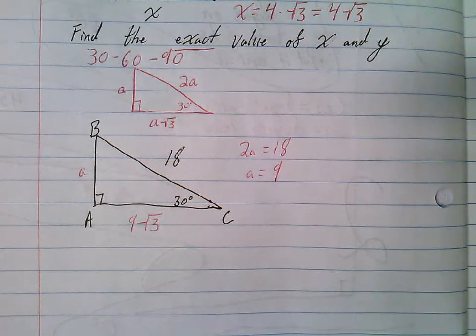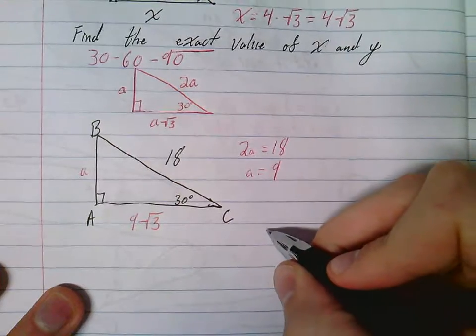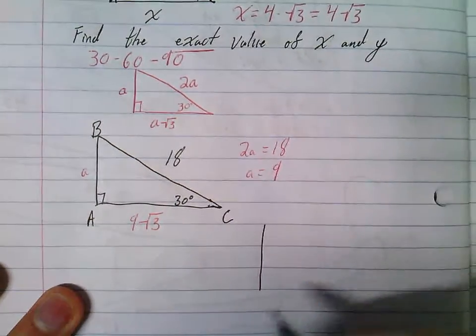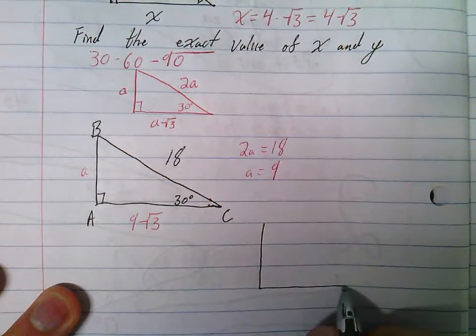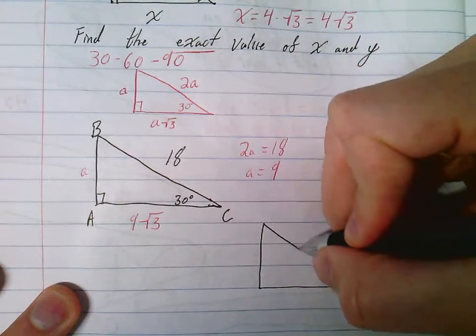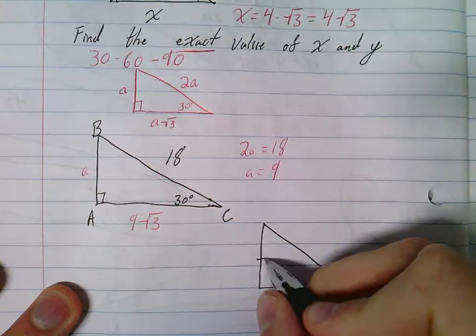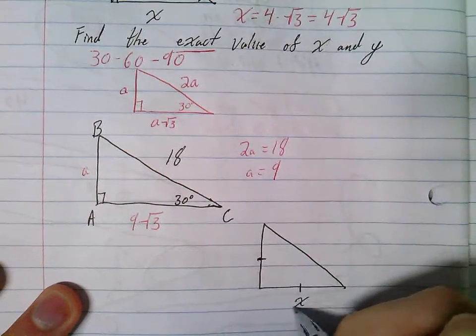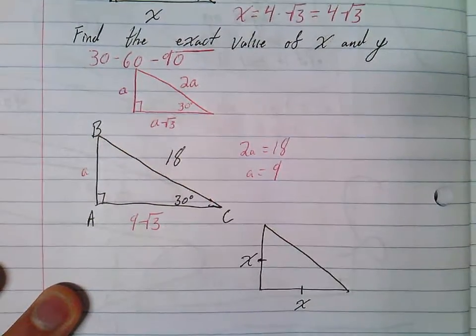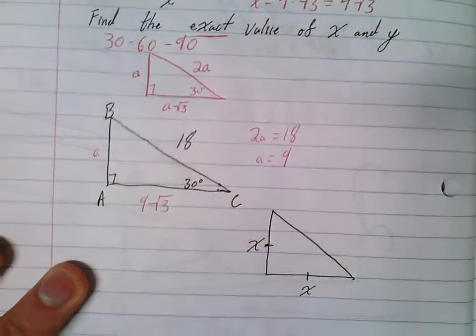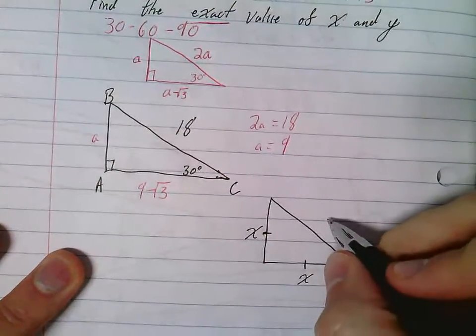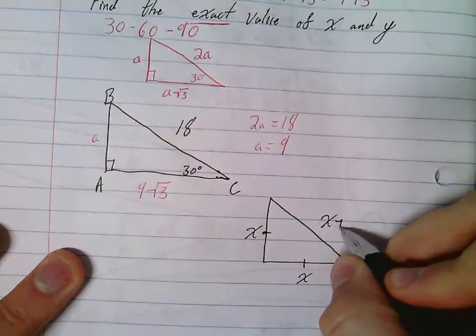We also talked about one other type of triangle, and that was an isosceles right triangle. It's not really isosceles here, but let's just say it is. If this is x and this is x, the hypotenuse here is x times the square root of 2.